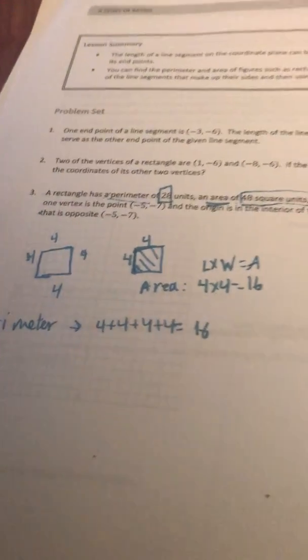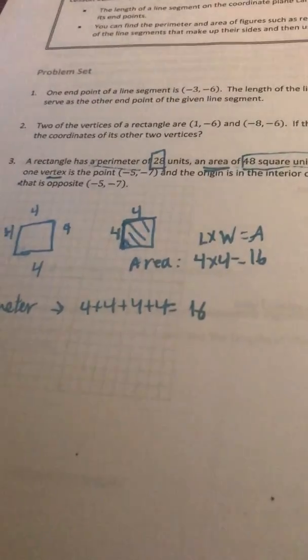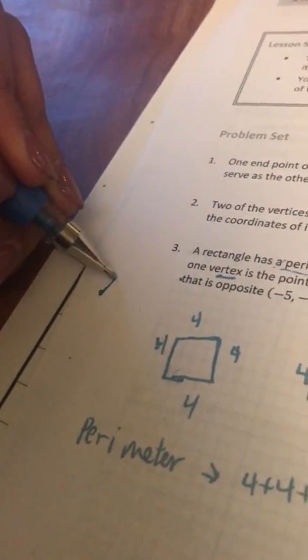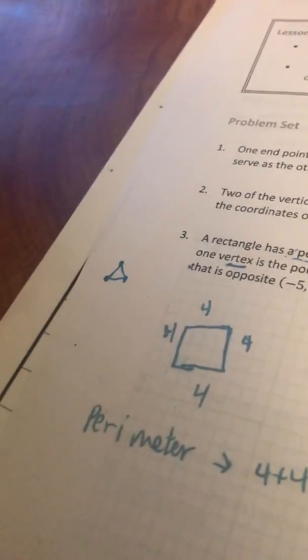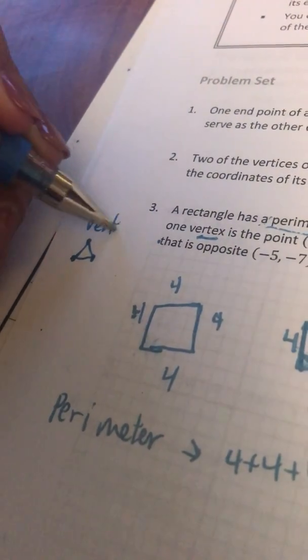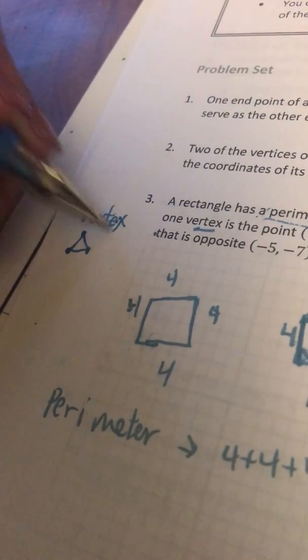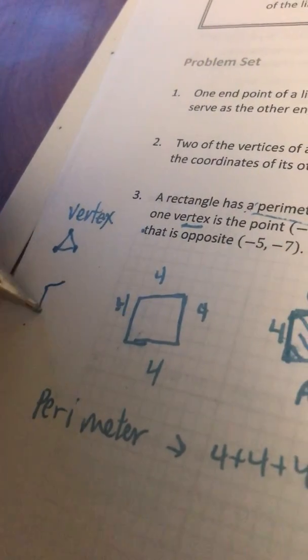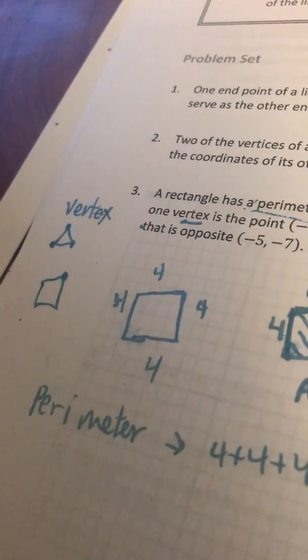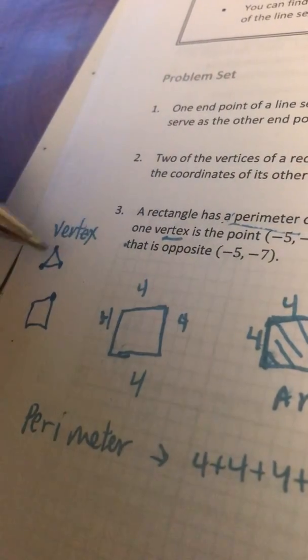All right, if one vertex, so vertex is a fancy word for corner of a shape. So for example, if I'm looking at a triangle, each of these are vertexes, or vertices, that's how you say plural. If I look at a square, the corner is a vertex. So we're basically looking at the corner. That's what a vertex is.